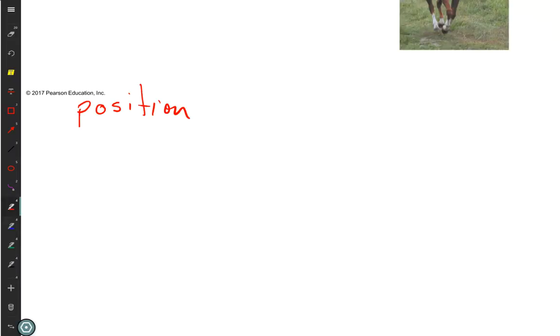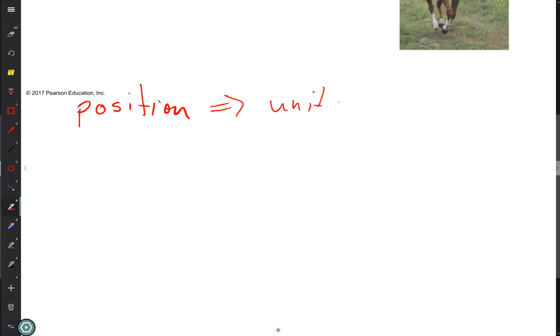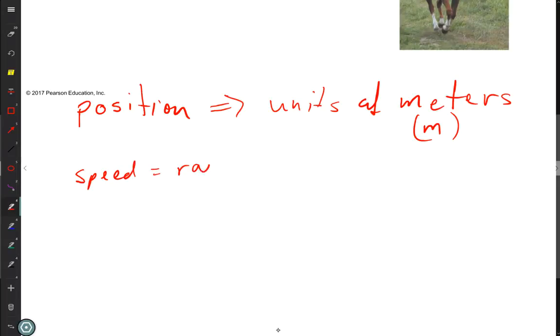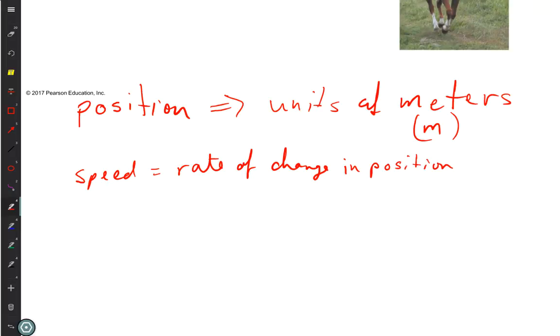Based on that position, we then can go to what speed is. So position has units of meters. The symbol for meter is just M. Speed, as is shown on the top of this slide, is the rate of change in position. Rate of change means I'm going to take how much something changes. In this case, it's the rate of change of position. So how much position changes per unit time.